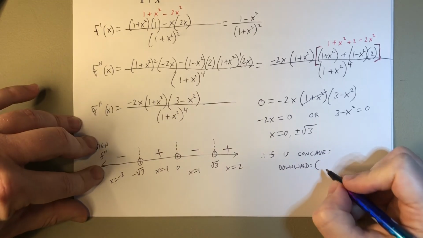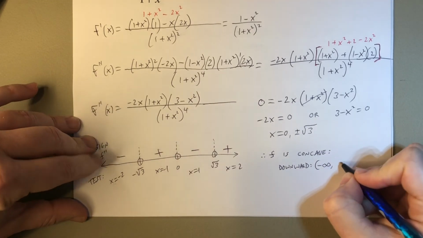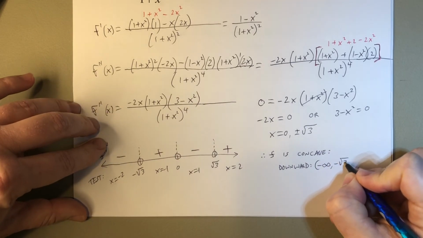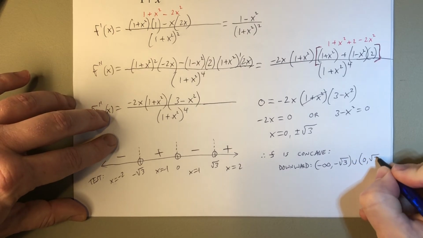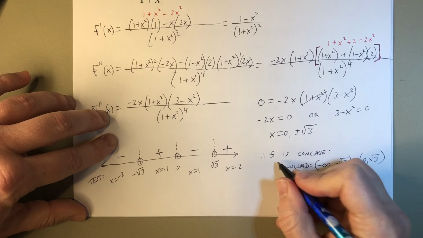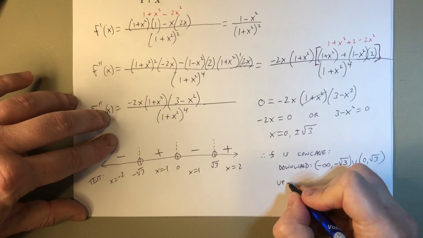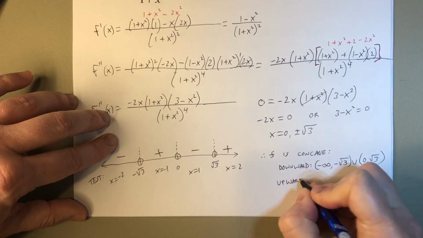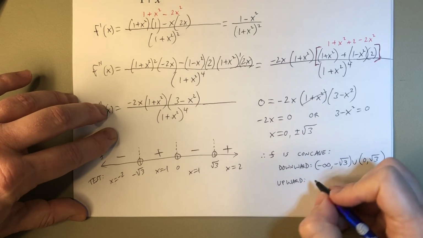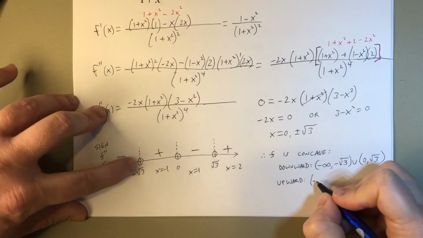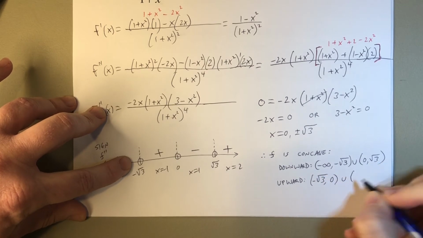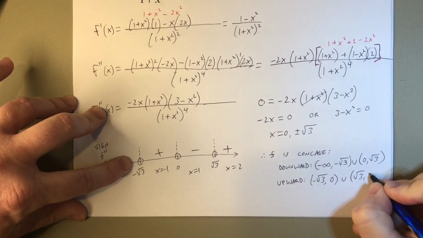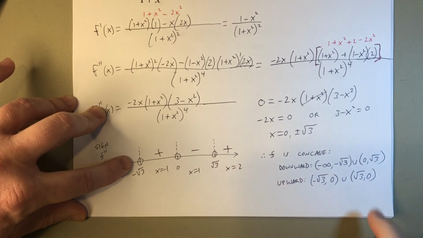Concave downward on these two intervals, negative infinity to negative radical 3, or from 0 to positive radical 3. The function f is going to be concave upward. This is the happy face, on these two intervals, wherever they're positive, negative radical 3 to 0, or from radical 3 to 0. And that's it.